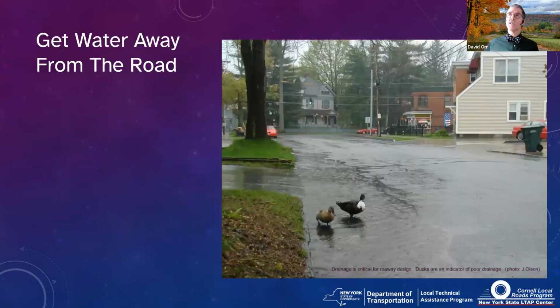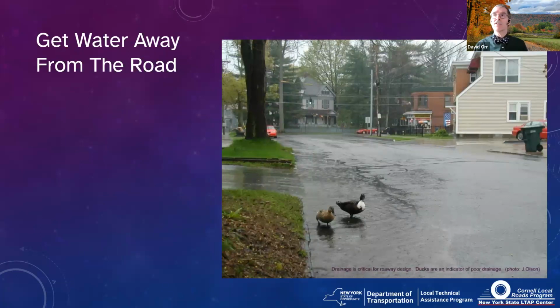So our first one is get the water away from the roadway. Why is getting water away from the roadway a good idea? Again, throw it in the Q&A. It actually is a safety issue. You get ponding on the water, like our friends here that Jay Olson took the picture that says drainage is critical for roadway design and ducts are an indicator of poor drainage. Yeah, it's a safety issue.